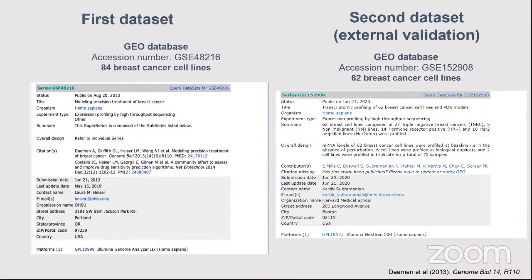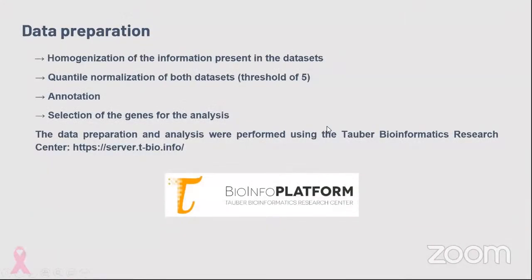And for the two data sets that I used in this project, the first one is based on the article Modeling Precision Treatment of Breast Cancer. And the second one is a recent data set that was used for the external validation, and it was from a professor from Harvard Medical School. Here are the accession numbers. And for the preparation, the first step was to homogenize the information present in the data sets. I employed a quantile normalization with a threshold of 5. Then the annotation, the selection, and the analysis, and everything was performed in the Tower Bioinformatics Research Center, the algorithms and all the analysis.